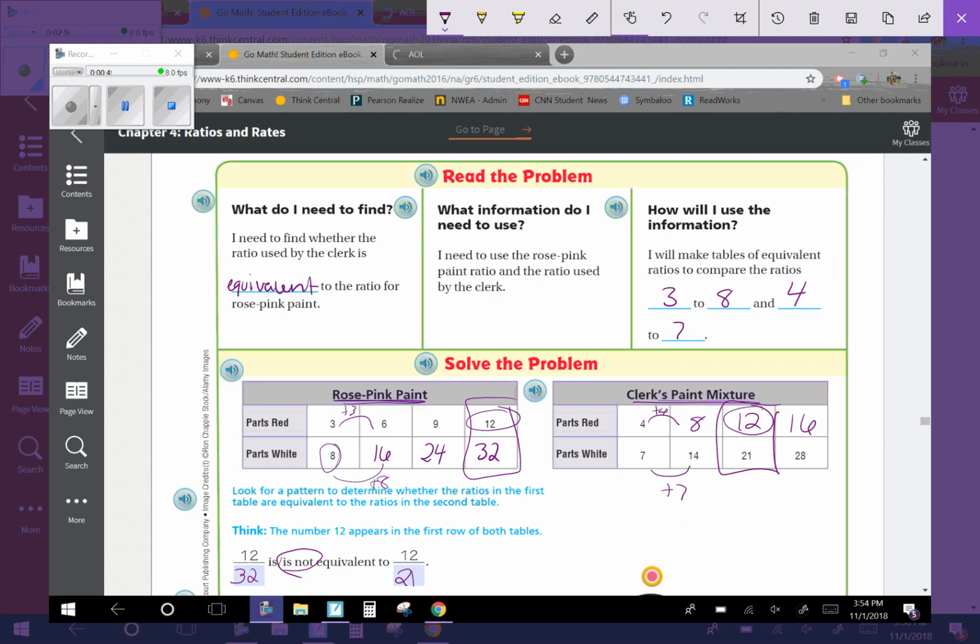So the ratios have the same numerator, and I'm not going to scroll down, but right down here you're supposed to fill in where it says different denominators. Okay, so the numerator is the same. It's still 12 and 12, but because these denominators are different, they are not equivalent. So the clerk did not mix the paint correctly.